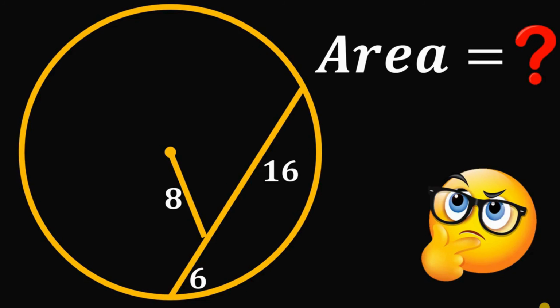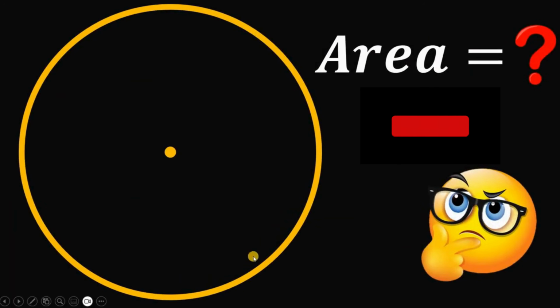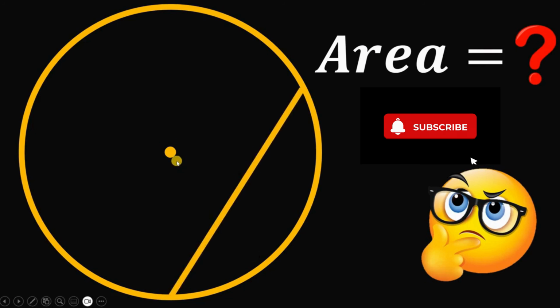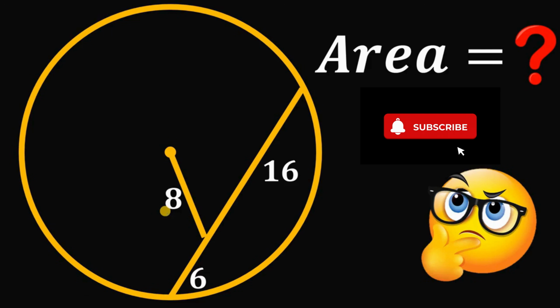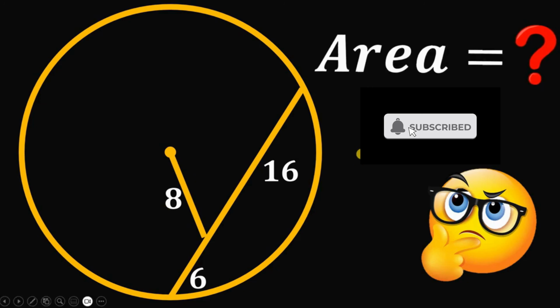For today's video, we will answer a geometry challenge coming from one of our followers. And the question goes like this. Given the circle, draw a chord, and then from the center of the circle, draw a segment that divides this chord into 6 and 16 units. Now, the length of this segment must be equal to 8 units. Now, the question is, what is the area of this circle?